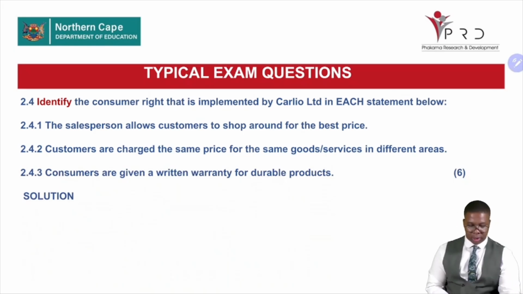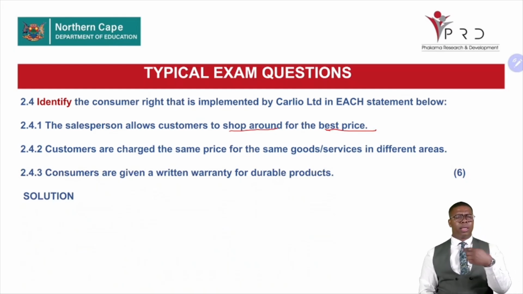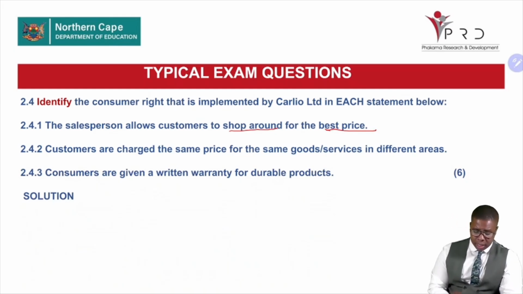So as we look into this, we need to analyze it and identify the keyword that helps us identify what is the correct consumer right. So consumers have the right to shop around for the best price, meaning these consumers have a right to choose, because as you are shopping around, you are making a decision on what to buy. And when customers are charged the same price for the same goods and service in different areas, we see an element of fairness by that business. It doesn't matter where you are, the price remains the same.